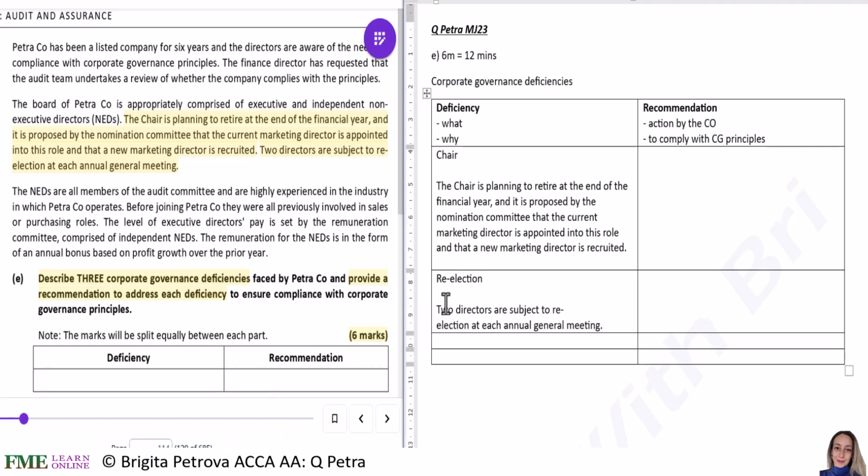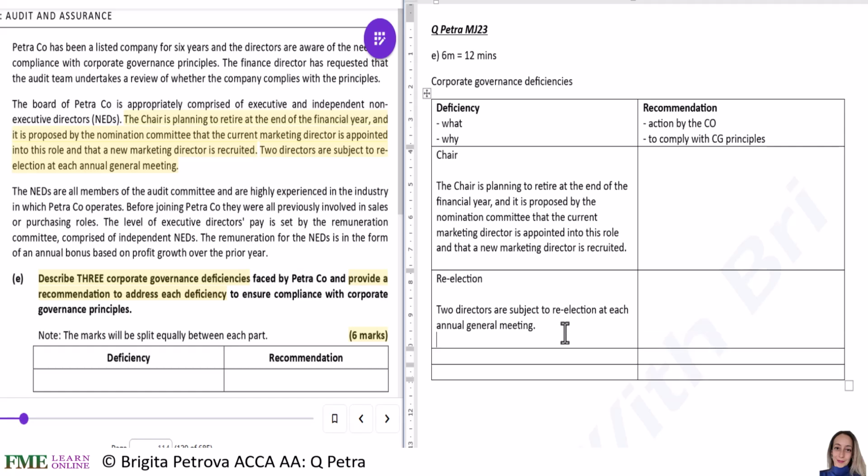Re-election, that's not good enough. Again, we will explain later. Remember, we're just planning at the moment and getting into our answer the things that we could use potentially. Let's keep reading. We found 2 out of the 3. We've got 1 mark already. Now, the NEDs are all members of the audit committee, and okay, they're independent, we're told. INEDs, that's good. They're highly experienced in the industry in which Petra Co operates.